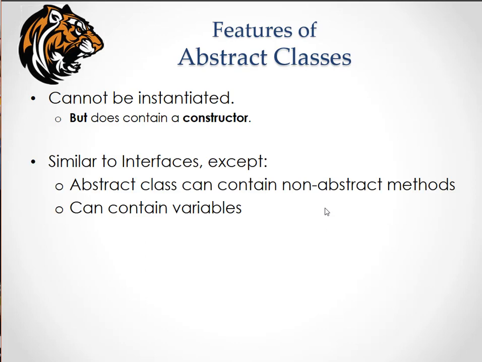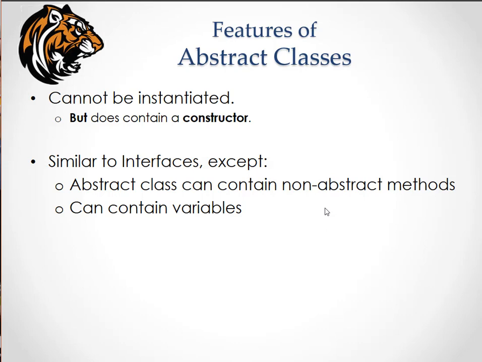Next, abstract classes are similar to interfaces, except the abstract class can contain non-abstract methods. If you recall from our talk about interfaces, they are full of methods that are all abstract. They all have a method header but no implementation. That makes them abstract. But in abstract classes, you can have non-abstract methods, methods that are fully implemented. We'll see that in our example in a second.